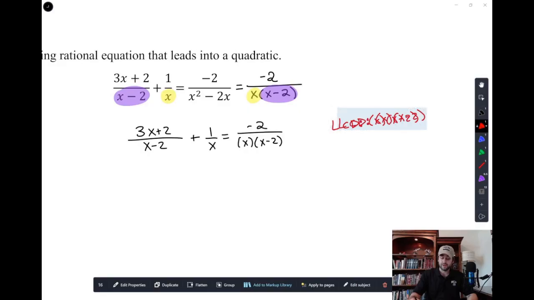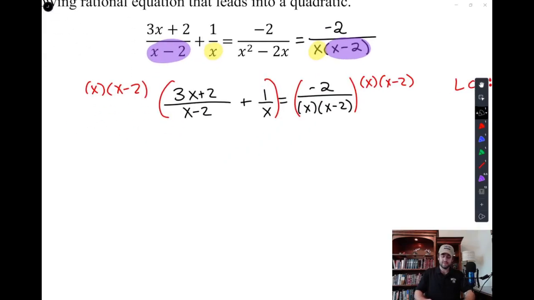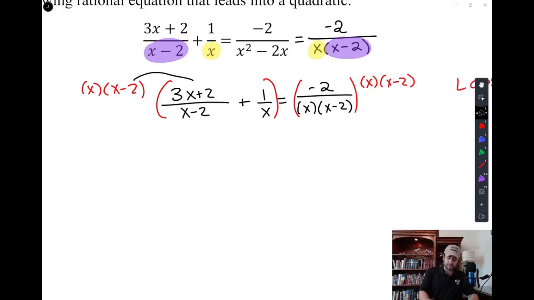And then we're going to multiply both sides by that factorized term, and we're going to see what happens. A lot of stuff is probably going to break down for us. So here we go. If we distribute it across this side, we end up with 3x plus 2. And then the x minus 2's are actually going to cancel, and we're just going to end up with times x.